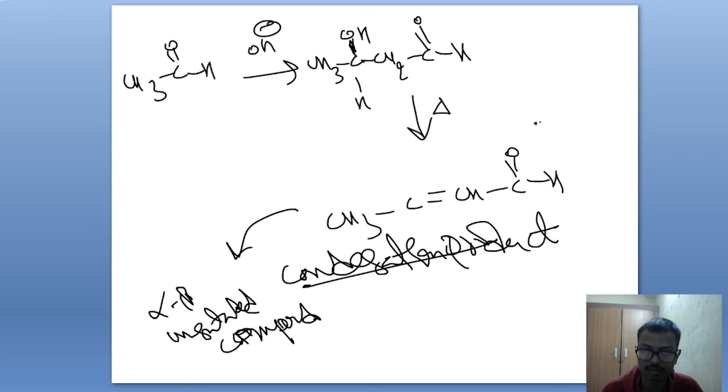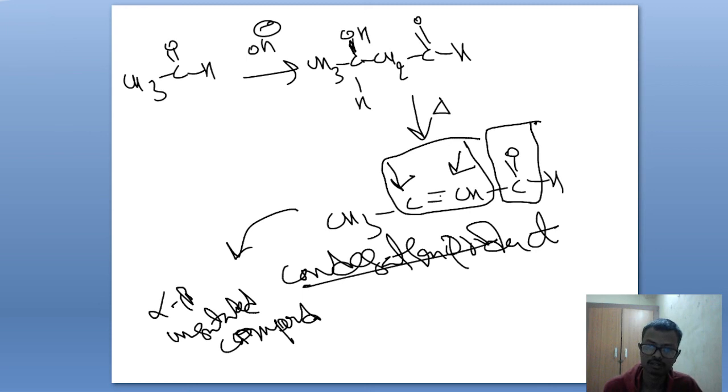Why are we calling it alpha beta? Because this is the functional group, and adjacent to it we have the alpha carbon and next the beta carbon, and this is a double bond. A compound with a double bond or triple bond is called unsaturated. Therefore we are calling it an alpha beta unsaturated compound. Okay, I think this is enough for you.